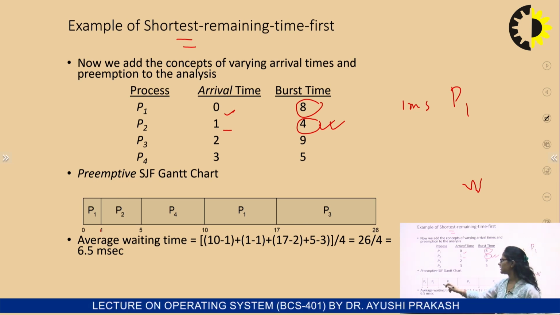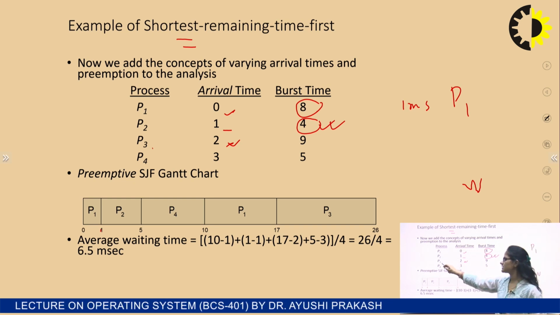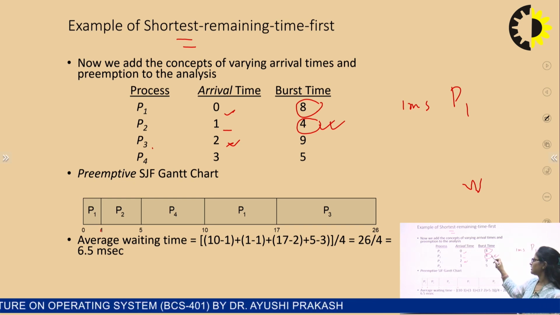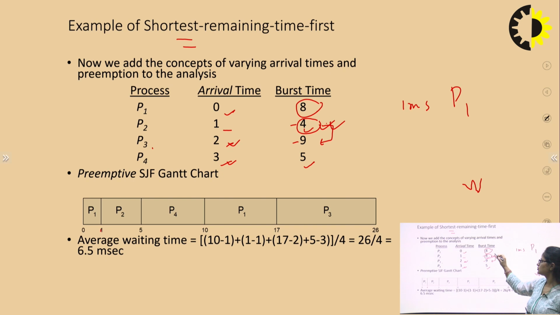Now P2 is running. So at 2 millisecond, we can see another process P3 has arrived here. But when we are comparing the CPU burst time, this CPU burst time is higher than this. So there is no issue, P2 will execute. So at time 3, P2 will compare its work, 4 and 5. But the problem is P2 has already completed its 2 milliseconds. So only 2 millisecond work is left and here 5 milliseconds.